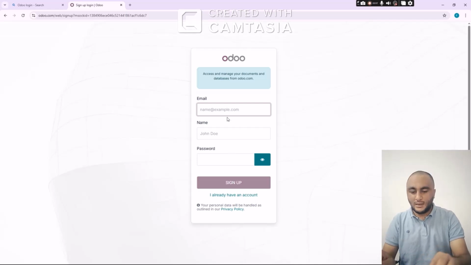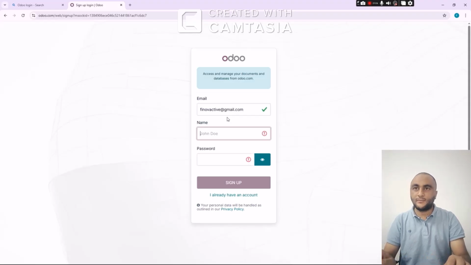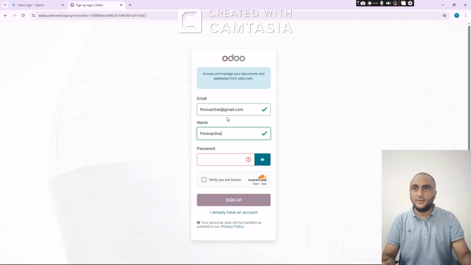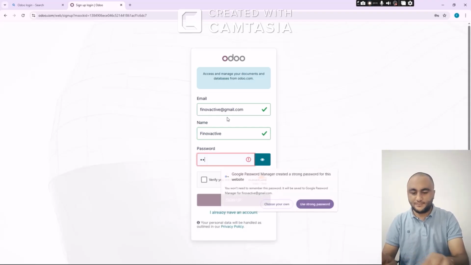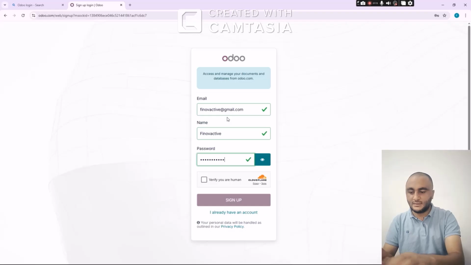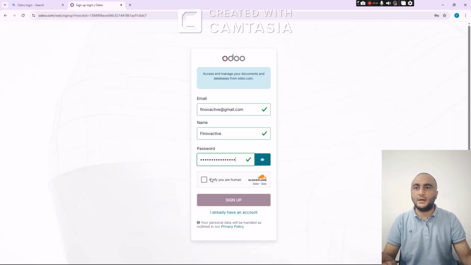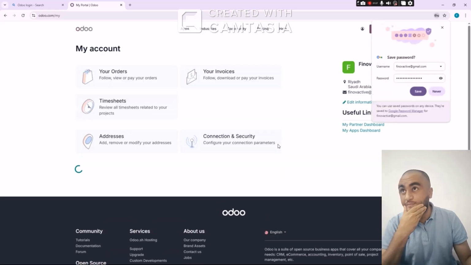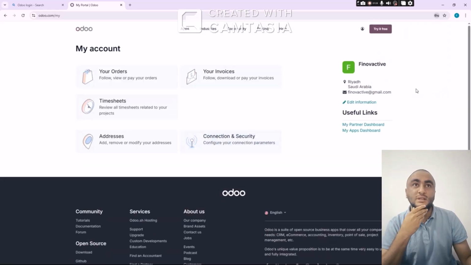So name, email, as you know, we will write here Finovactive @. You have to give them name and password. This is a dummy account I am creating. It's very simple, and then just sign in. It's as simple as that. We will save our password.